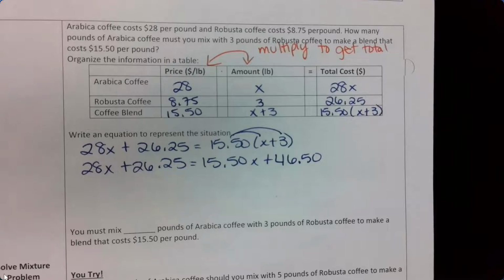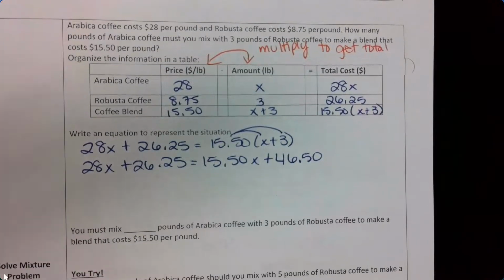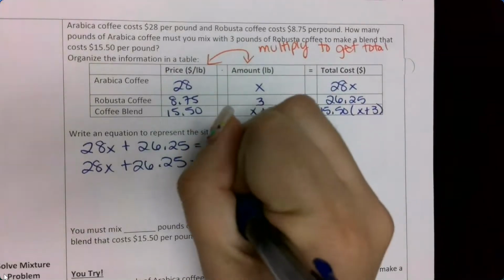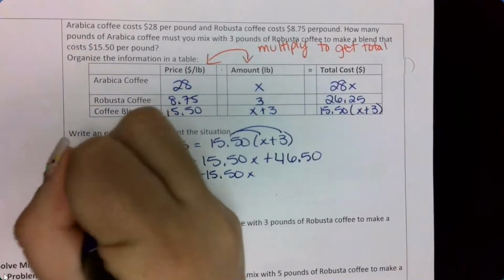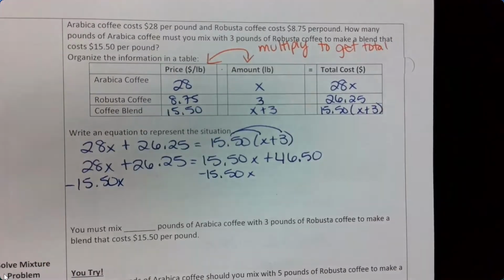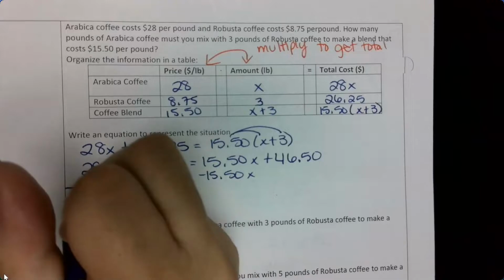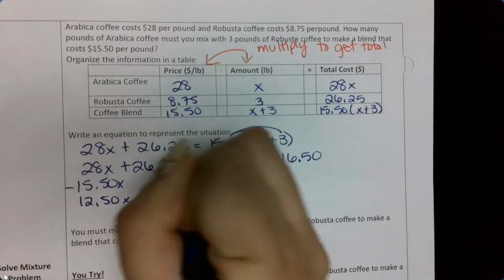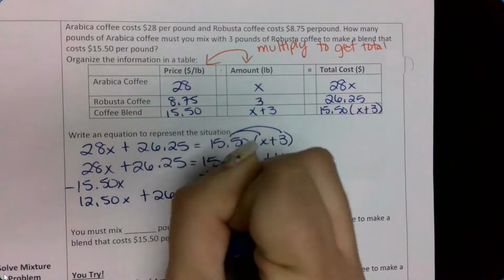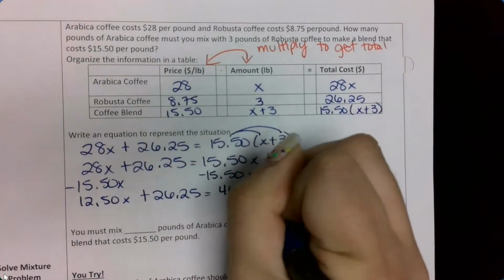Okay, then I want to go ahead and do what? Okay, so which variable do you want me to move, 28X or 15.50X? Okay, so I'm going to subtract 15.50X from both sides. What do I get on the left? Okay, then what do I want to do?